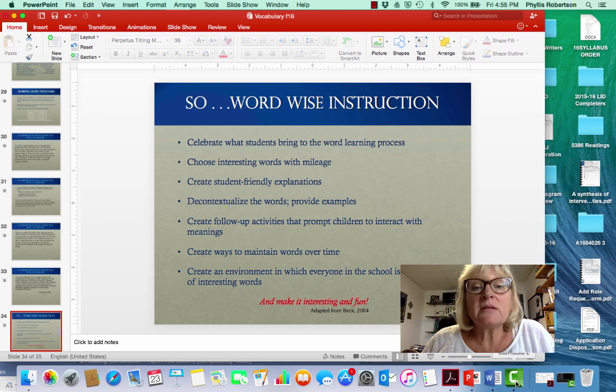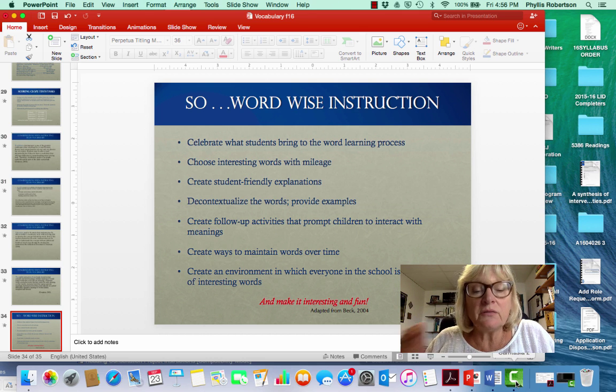So in providing word-wise instruction, just remember that you always celebrate whatever students bring to that word learning process, that we follow Isabel Beck's guidance about choosing interesting words with mileage, meaning that children can use them frequently. So yes, it's often important to teach vocabulary that is specific to content instruction. So I might have to teach children the word legislature. But that's not likely to be a word they're going to use all the time. So in addition to teaching that content area vocabulary, I need to focus on vocabulary that they're likely to use frequently, words that they're going to use in their writing, words that they're commonly going to hit in their reading.